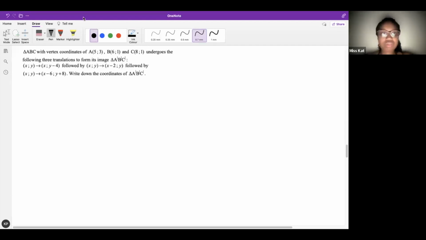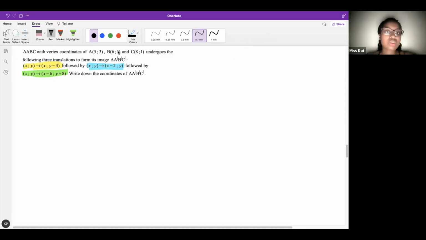We've been given 3 rules. So first they said, take the original ones and do this translation. And then after you do that translation, use the new ones to do this translation. And then after you do that translation, you use those ones to do the last translation. Now at the end, what are my coordinates of the final shape? Okay, do you see? So that's what we are doing.